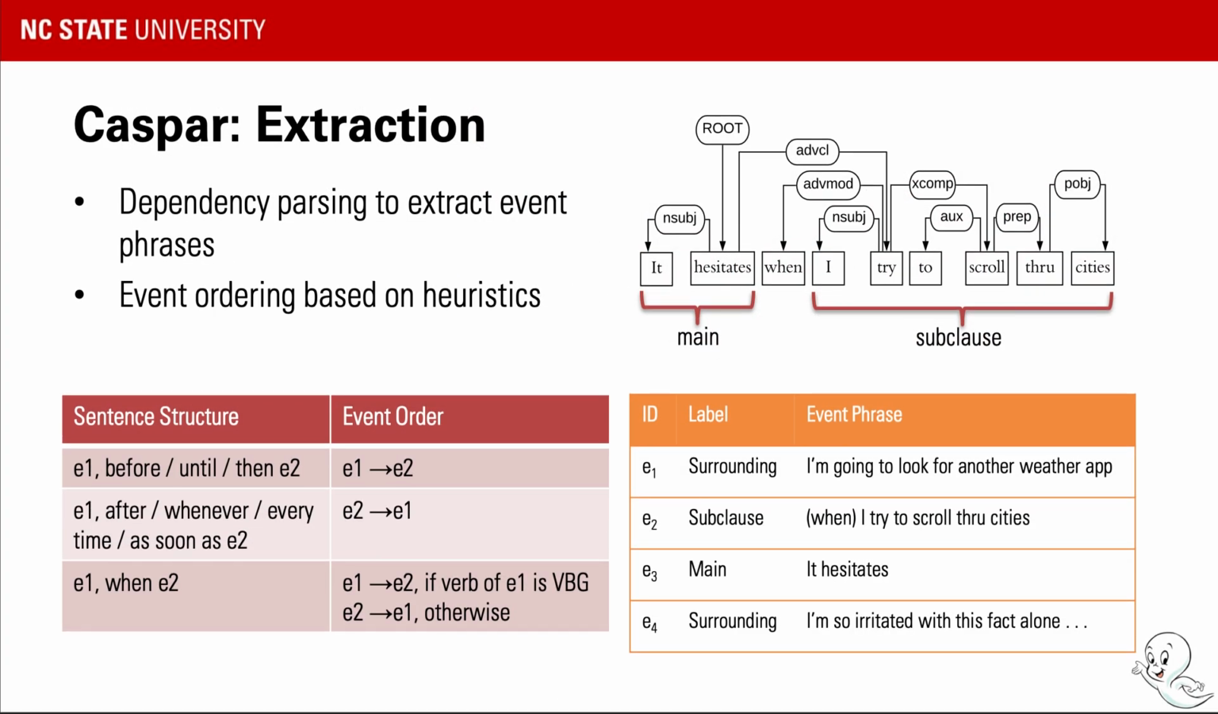We first find the sentences that contain the key phrases, as well as the sentences surrounding them, and then use dependency parsing to extract event phrases. Here's an example of a parse tree, and two event phrases can be extracted. Based on the key phrases, we use straightforward heuristics to order the extracted event phrases. Other event phrases are kept as they appear in the text. In this example, the main event happens after the subordinate event.